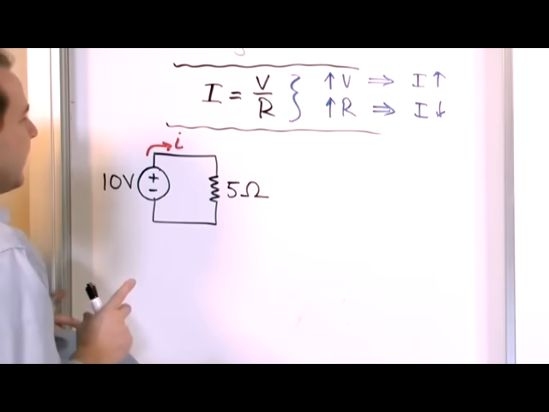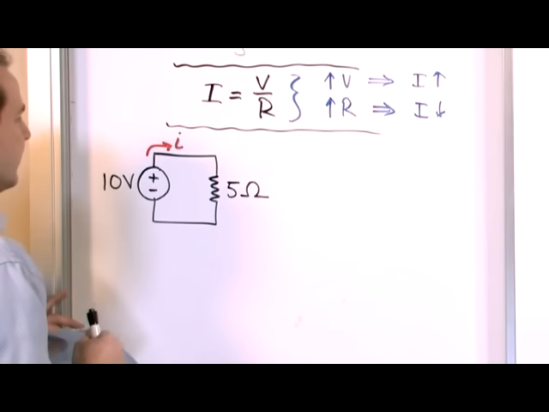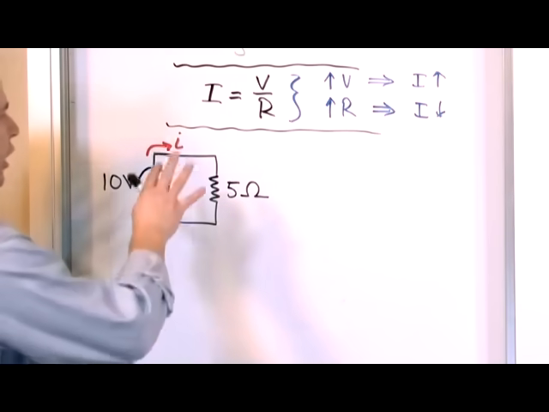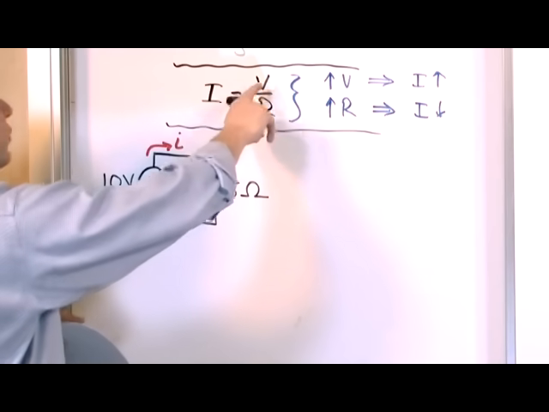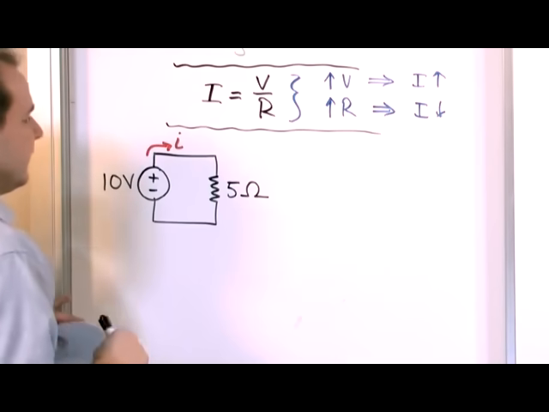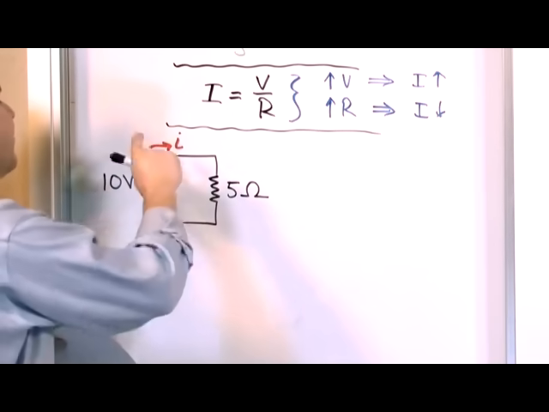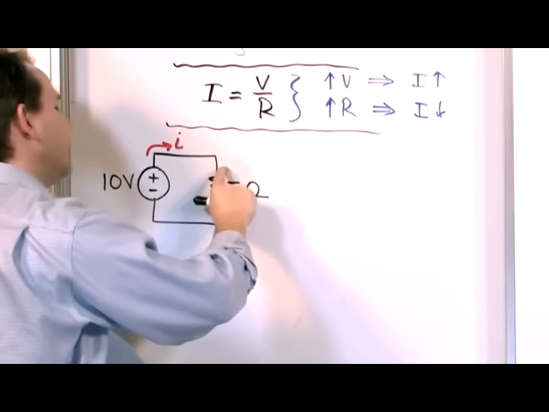The way you should think about this, there are a lot of different ways to think about it, but basically you need to look at Ohm's law here, right? The current is equal to the voltage divided by the resistance. So you need to apply Ohm's law to something in the circuit. So we're going to apply it to this resistor.